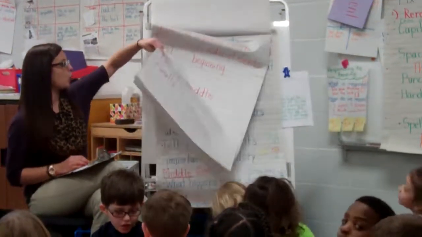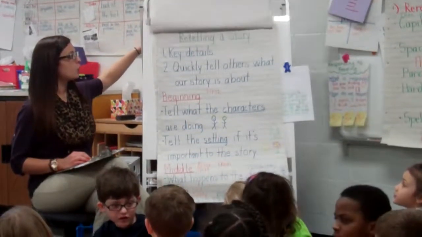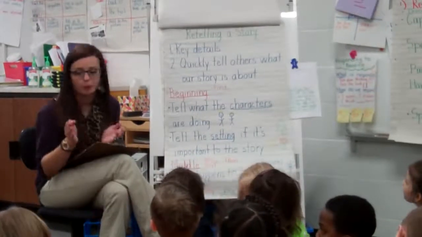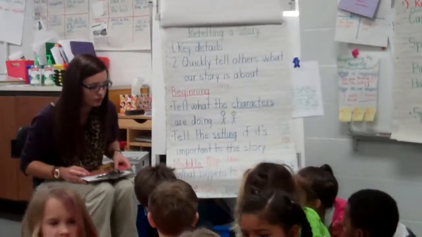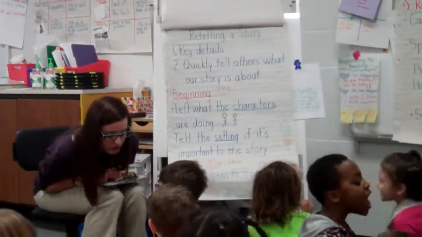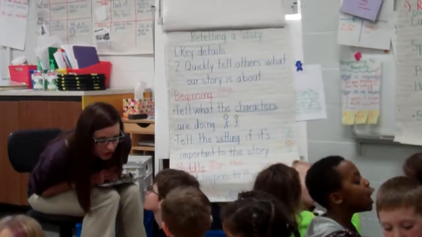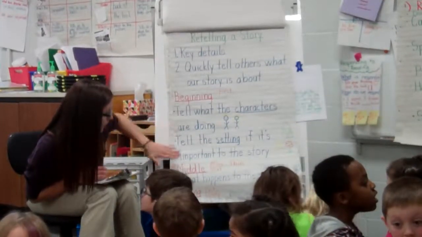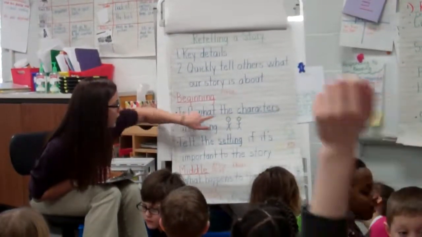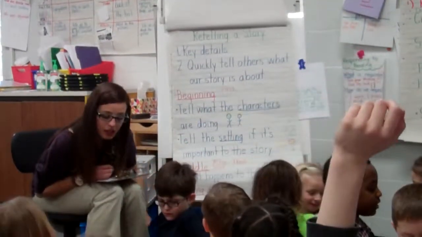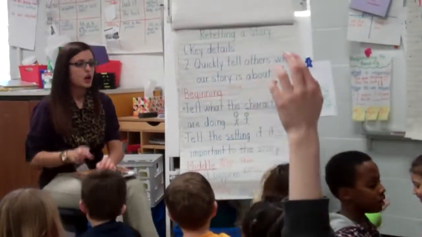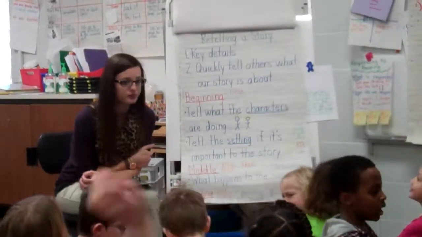Turn and tell a partner what we have to remember when we are retelling stories. What do we have to remember to include? Go. Lots of details. What do we have to remember when we are retelling? One, two, three, eyes on me.